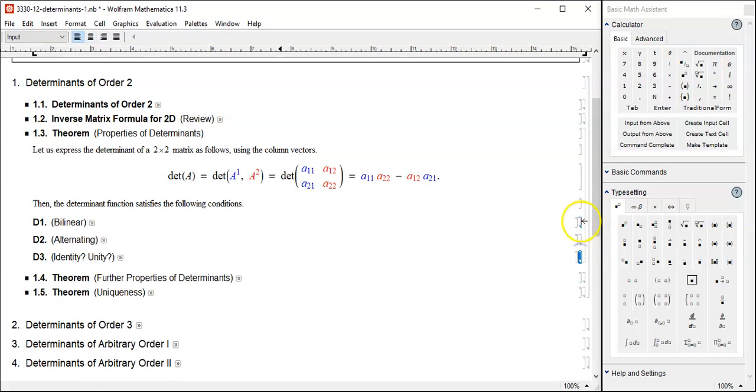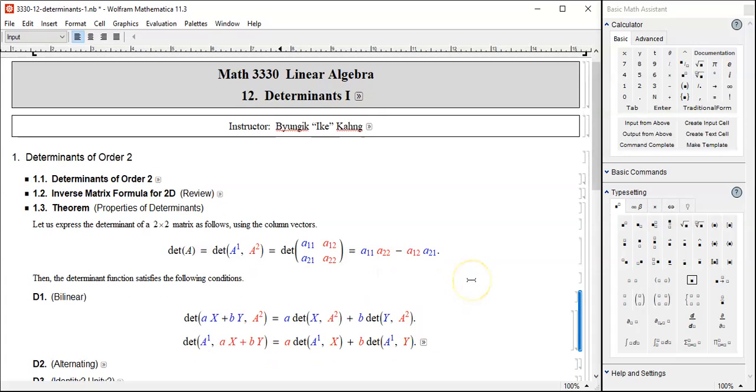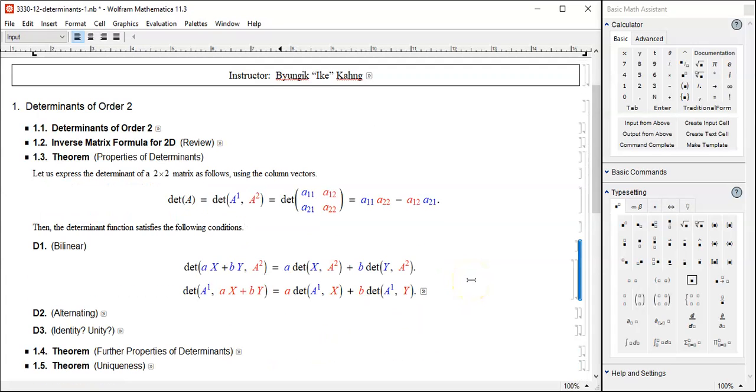Let's go to the other two. Bilinear, what do you mean by that? Bi means two, so it's two linearities put together. Here, the second variable stays the same, and in the first variable we have a linear combination of ax plus by, and as you can see, it is separated the way you see on the right-hand side.